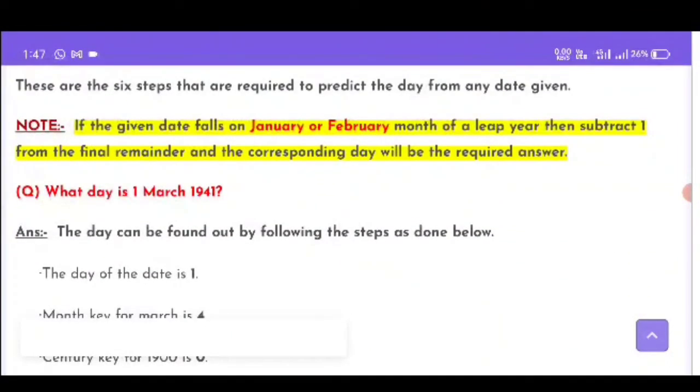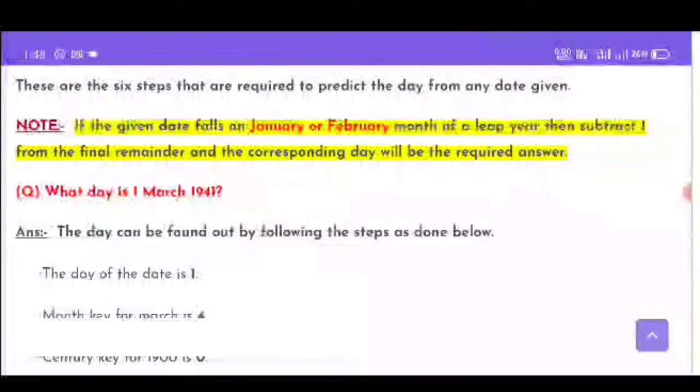Note, if the given date falls in January or February, this is a highlighted value point. If the given date falls in January or February of a leap year, then subtract 1 from the final remainder and the corresponding day will be the required answer.